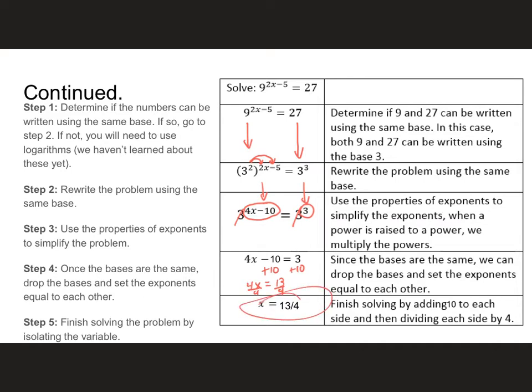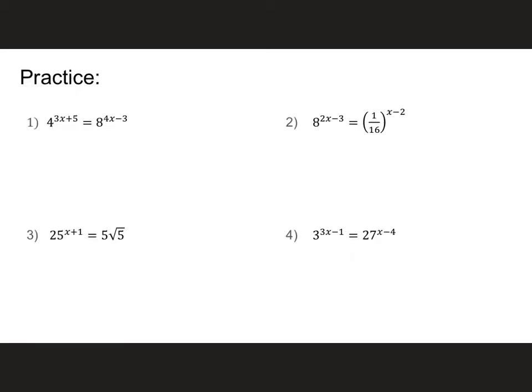And again, you could plug that back into the original equation. 9 to the 2x minus 5 equals 27, and you should see that it's a true statement again. All right, and finally, I just got 4 practice problems I want to do with you guys. Looking at number 1, 4 raised to the 3x plus 5 equals 8 raised to the 4x minus 3.